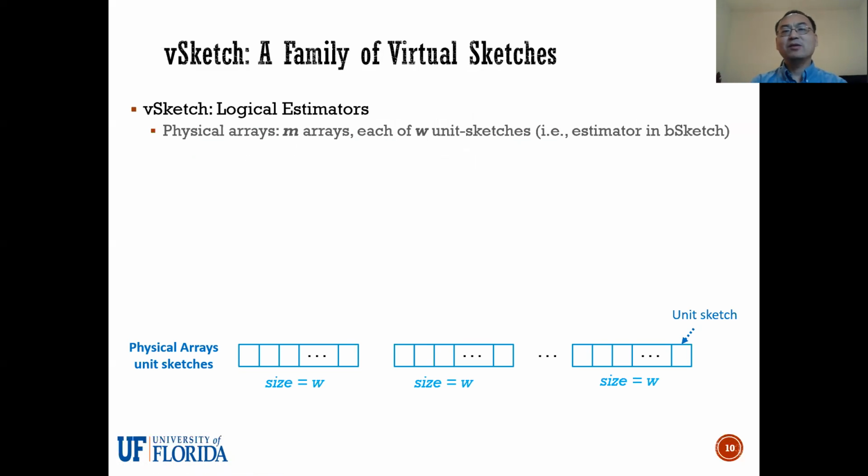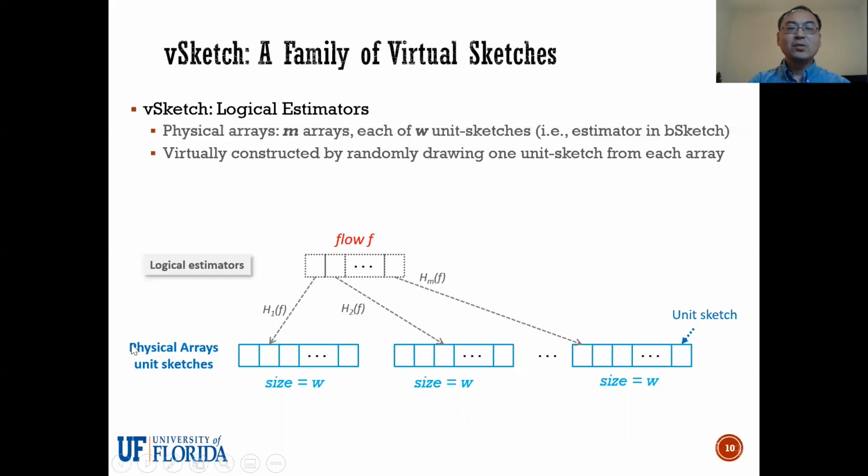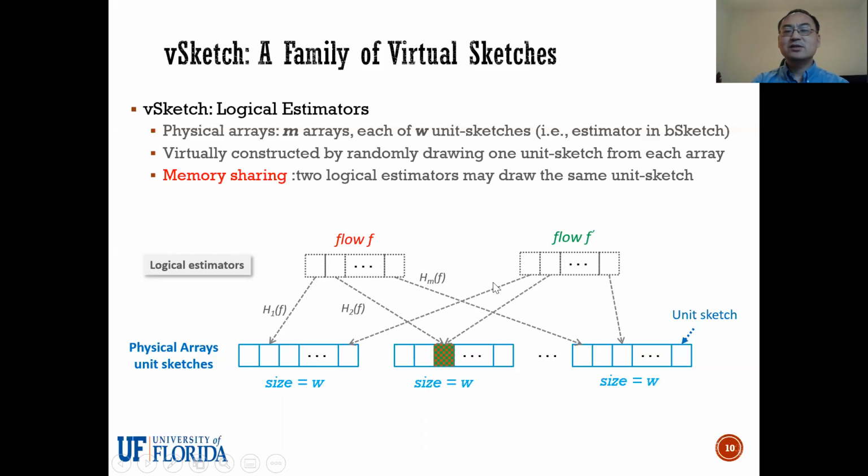The next solution is a family of virtual sketches. So here, instead of using an array of estimators, we use M arrays of unit sketches. So here, the physical data structure is M arrays, each consisting of W unit sketches, which can be counter or bit or register, which is used in other types of sketches. For each flow, we construct a logical estimator by drawing 1 unit sketch from each array through hashing. Every flow pseudo-randomly picks 1 unit sketch from each array to form its logical estimator. And 2 flows may share a common unit sketch due to hash collision.